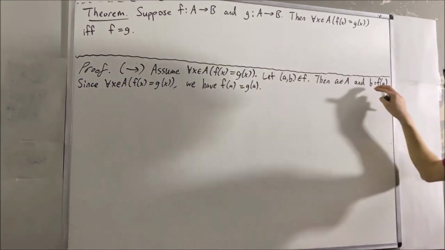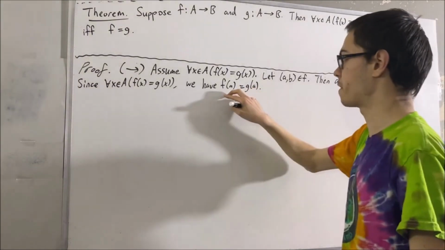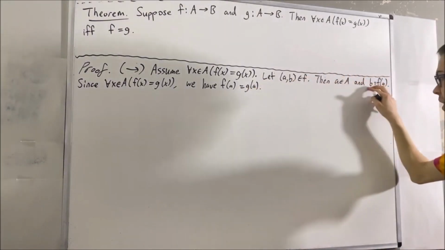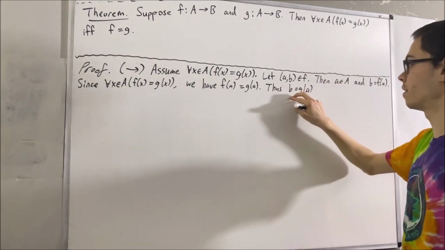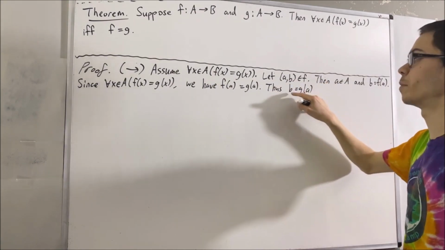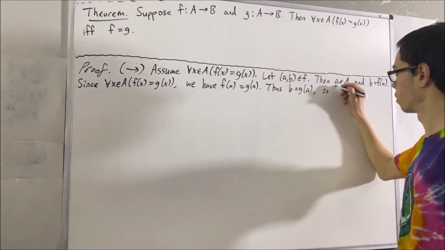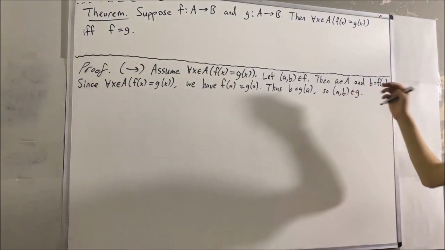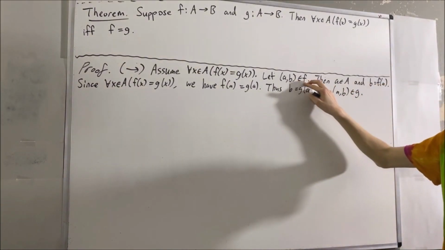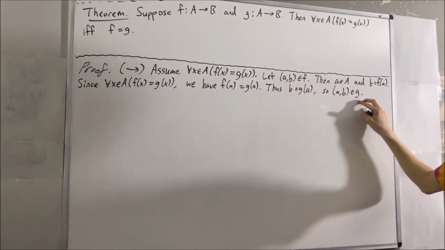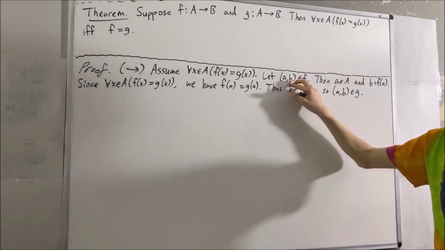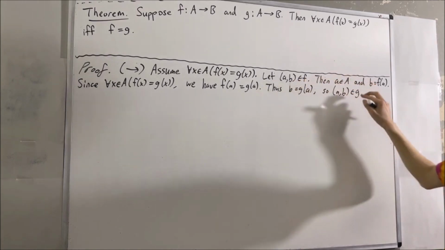Now, because b equals f of a and f of a equals g of a, this means b equals g of a. But we know that this is equivalent to saying that (a, b) is an element of g. So notice, we started with an arbitrary element in f, and we deduced that that same element is also in g. Since (a, b) was arbitrary, that means everything in f is also in g.